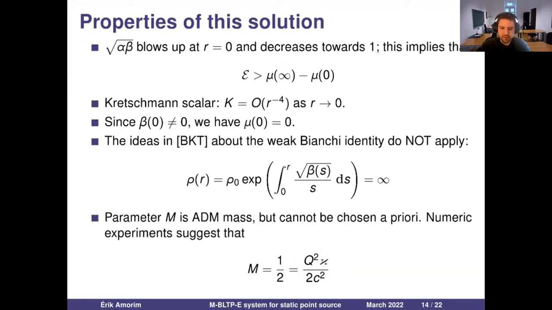But again, this is a reason why I believe there are more solutions to be found, because what you would expect from a physical point of view is for any M that you wish, or maybe small enough M, you should be able to find a spacetime having that M as the ADM mass, just like in Reissner-Nordström, where it's a free parameter.